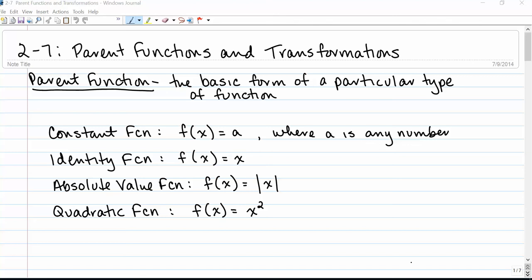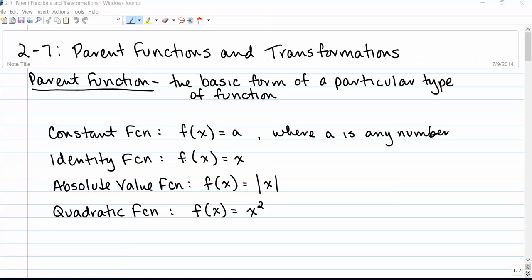Section 2.7 is on parent functions and transformations. A parent function is the basic form of a particular type of function, and there are four that you need to know about. The first is the constant function. That's f of x equals a, where a is any number.